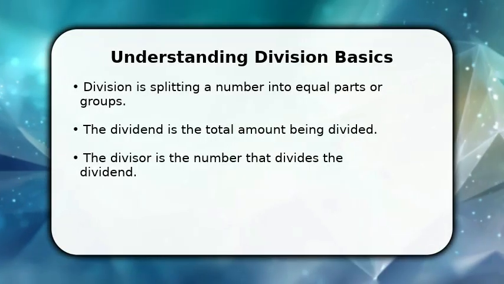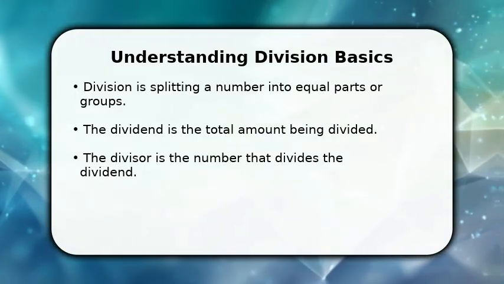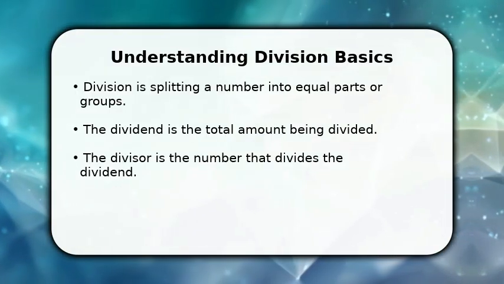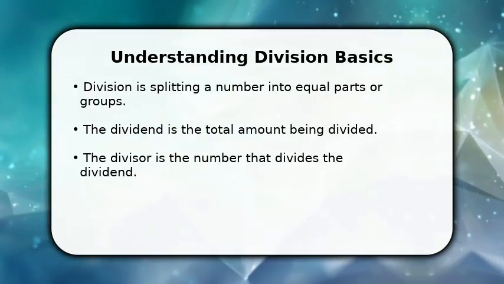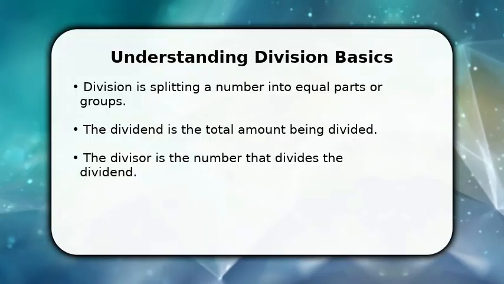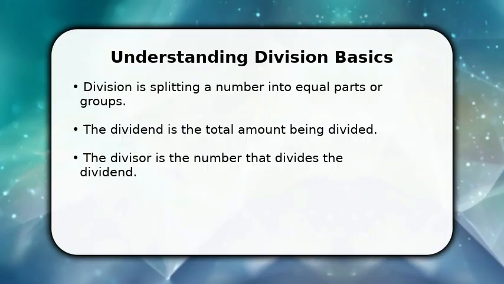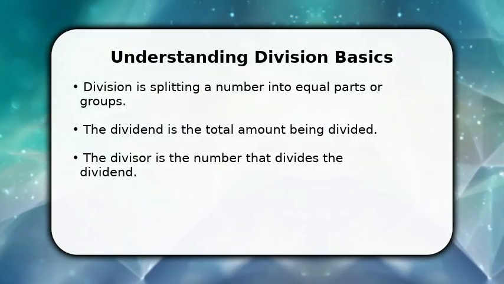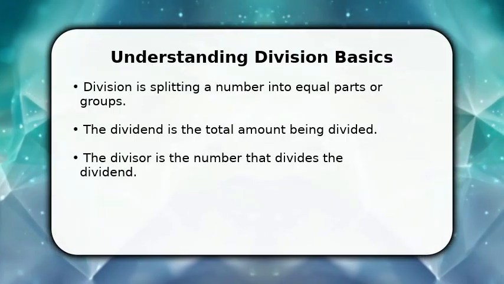In this video, I will explain how to make the division. Division is a fundamental arithmetic operation that helps us split a total amount into equal parts. Imagine you have 12 cookies and want to share them equally among 3 friends. Each friend would receive 4 cookies. Here, 12 is the dividend, 3 is the divisor, and 4 is the quotient, representing the result of our sharing.